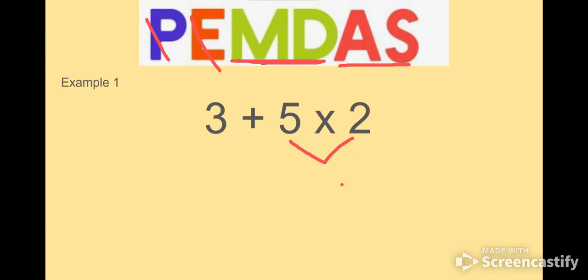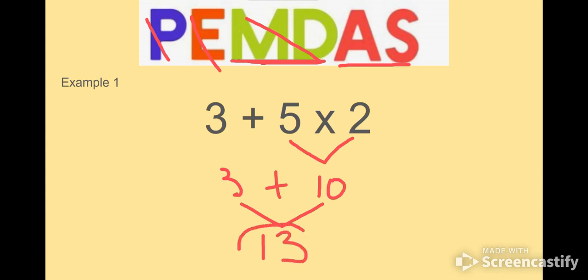So 5 times 2 is 10. And I'm just going to rewrite the rest of the problem. Please follow the process and write the problem down. And then we took care of multiplication division, and now we have to do addition or subtraction, and here we have addition. So 3 plus 10 is 13. So our answer to this problem is 13.